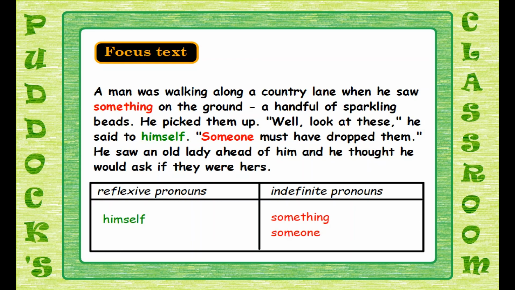The other one we have is the word someone later on in the passage, and I've highlighted that in red as well. At that point, we don't know who this someone is because he's found these beads and he's talking to himself about who they belong to. And he says, "Someone must have dropped them." We don't know who it is. He saw an old lady ahead of him and he thought he would ask if they were hers. Now, they might be hers, but again, even in this whole passage, we don't know yet who it is. So if you've got a pronoun and it hasn't told you yet what that pronoun is referring to, it is an indefinite pronoun.